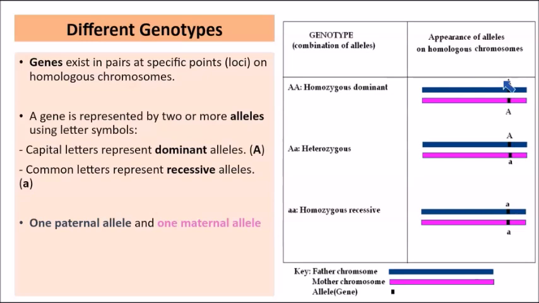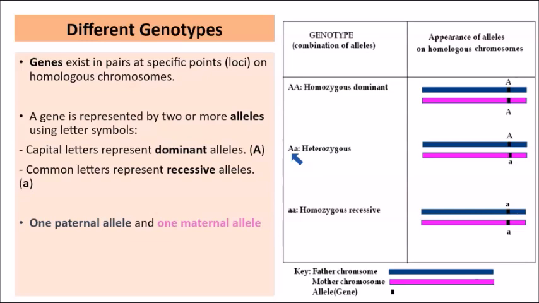Now, as it appears on the chromosomes, you can see that one chromosome, the one from the father, has a dominant allele at this position. Then the mother's chromosome has a dominant allele as well. So that is how an individual can become homozygous dominant for this particular gene. So they're carrying two dominant alleles, one each from the mother and the father. Now in the second genotype, we have the heterozygous genotype.